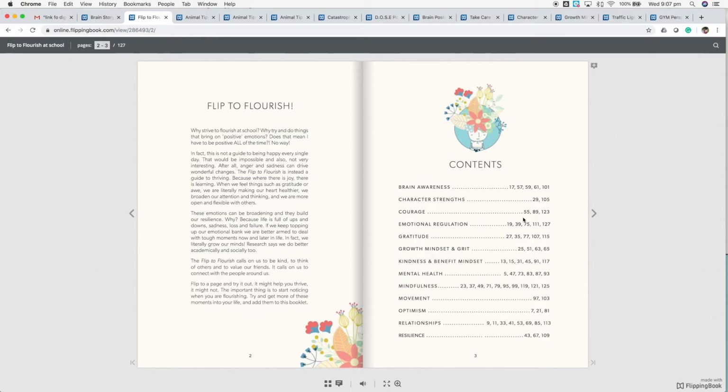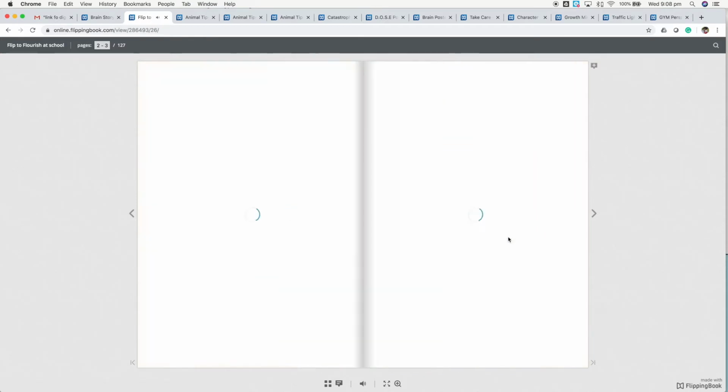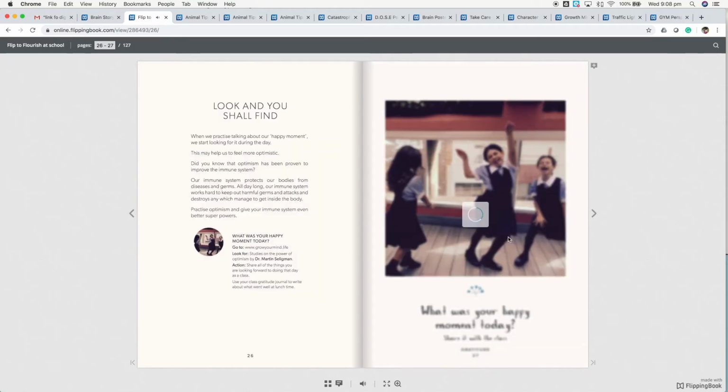So let's say that you click on gratitude. This then takes you to a little invitation. What was your happy moment today? Now you can read this as a script or invite a student to read it. You can also look down here and it will tell you where the research is and give you an idea of what you could potentially do as a class. For older students, they could be going and doing further research if they wished.